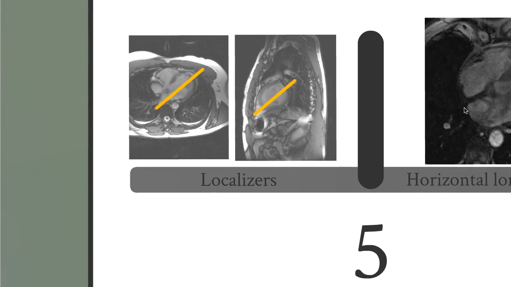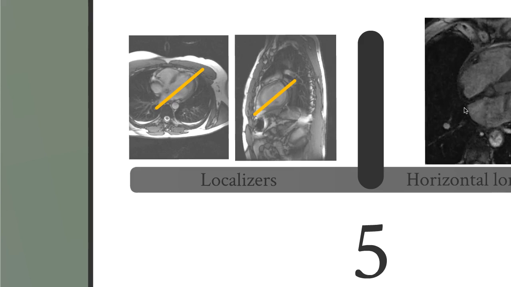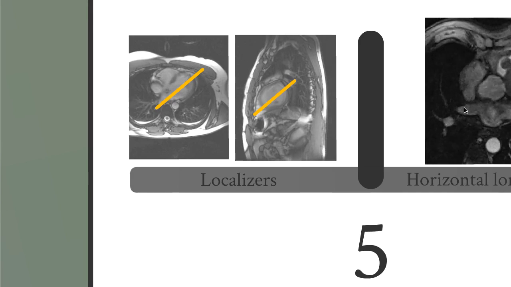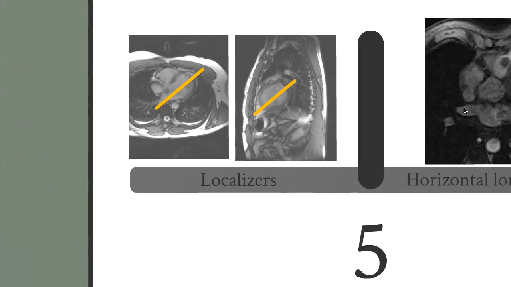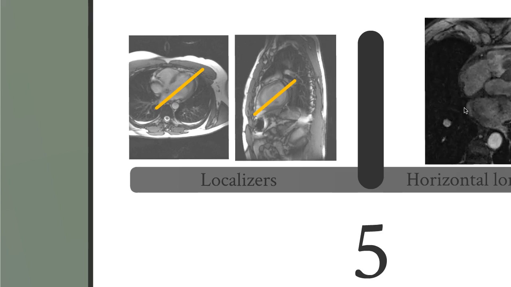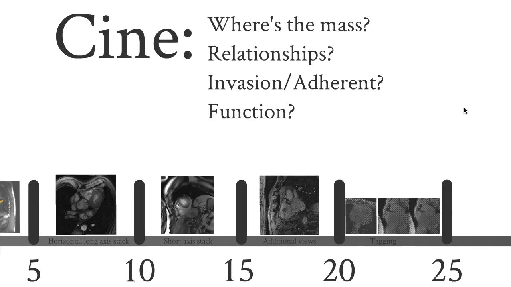And if we have any imaging before, if the patient has a CT or an echo, we definitely want to review those images before even protocoling the patient for the MR so we know exactly where we're going to target. We don't want to scan the whole patient's chest if we don't need to, because that's going to add time. So we start off with localizers, then we go into our sequences. We want to answer these questions.